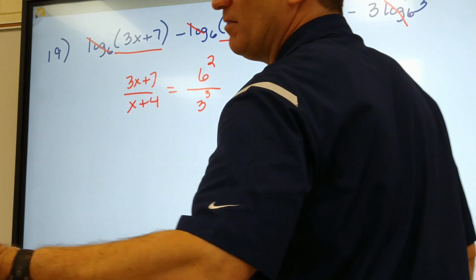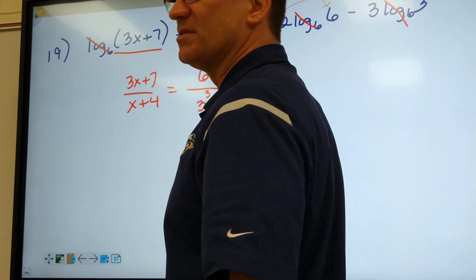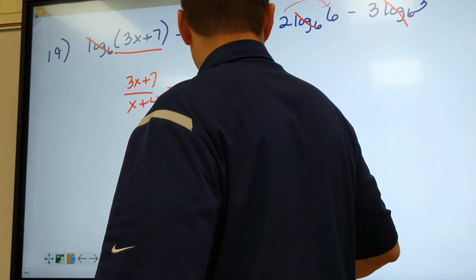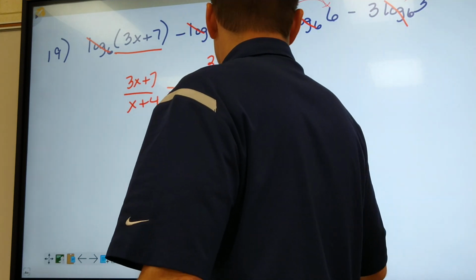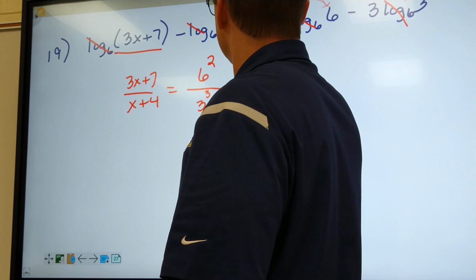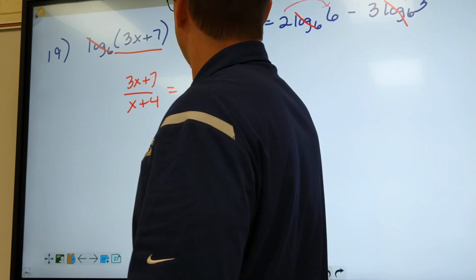Now what I see a lot of on this, a lot of kids will on top put 2 to the 6th instead of 6 squared. Remember, that is your exponent for what follows the log. All right, so 6 squared gives you 36 on top, 3 to the third gives you 27 on bottom. Y'all okay doing that?